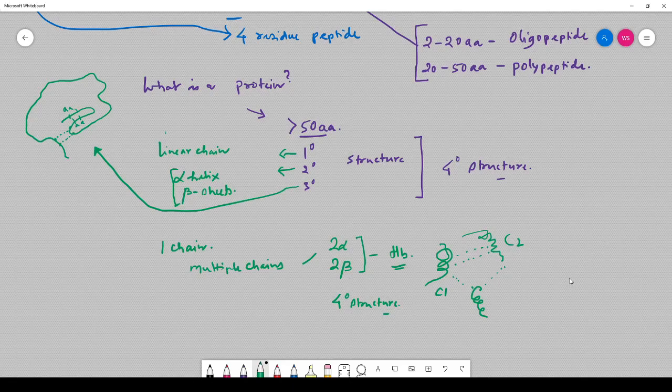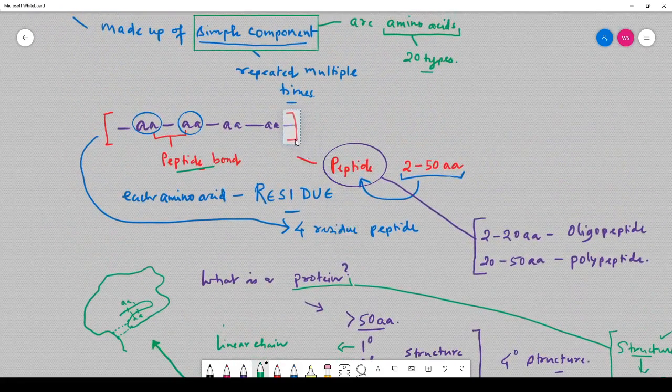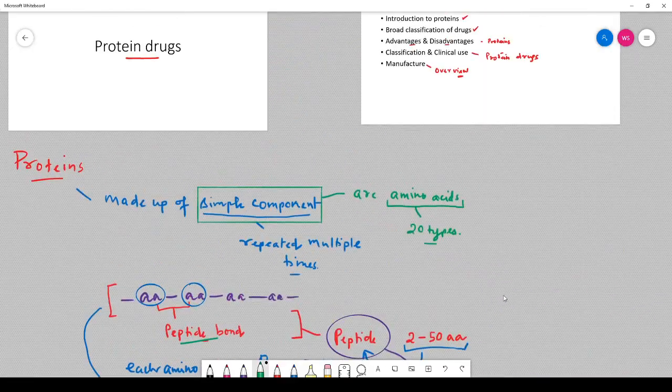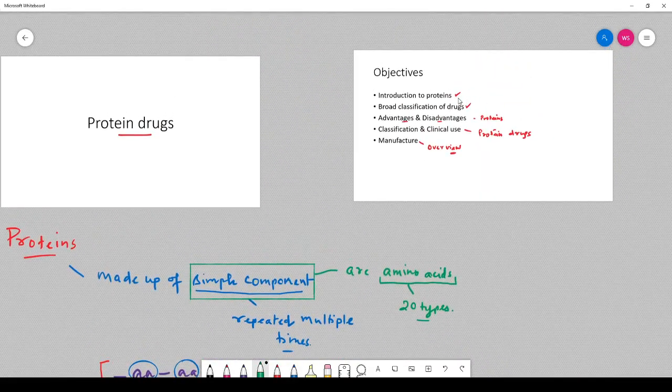So we now know the different structures. Why is this important? Because for a protein, the structure gives rise to its function. Meaning, if there is any change in this structure, then that will result in a change in its function. And that is why we need to know the structure of proteins. With that, we have introduced what a protein is.